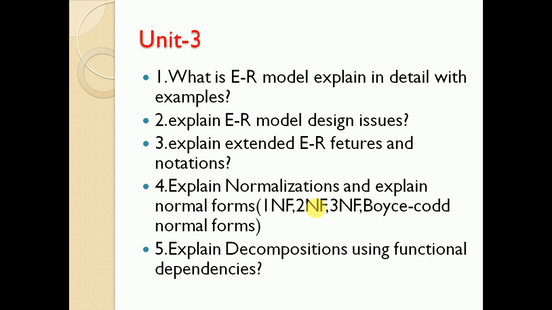Explain decomposition using functional dependencies. We have 2 properties for this decomposition. You have to explain that.